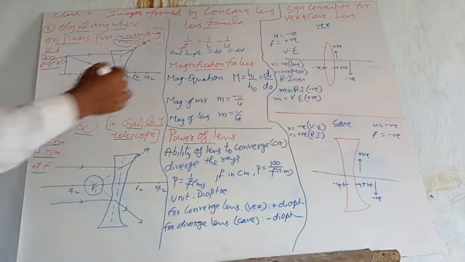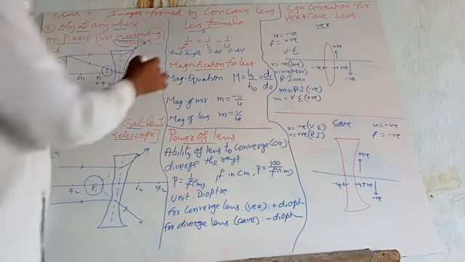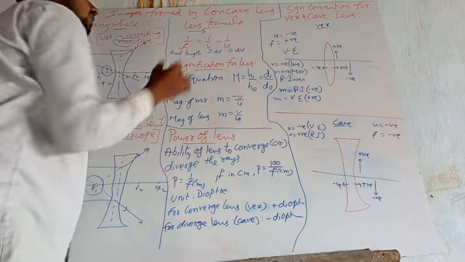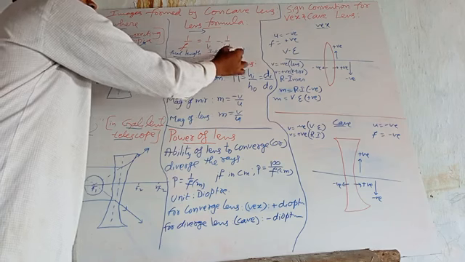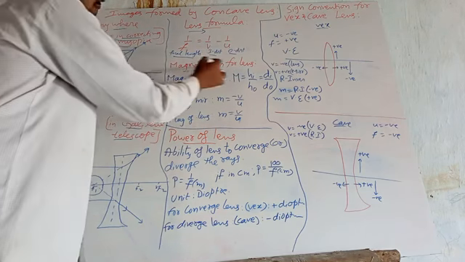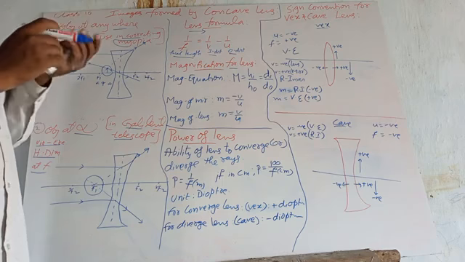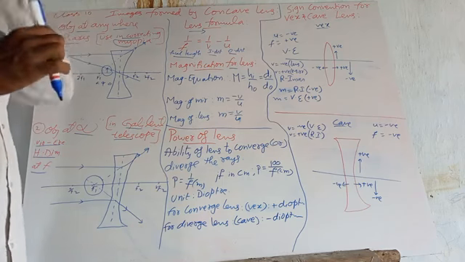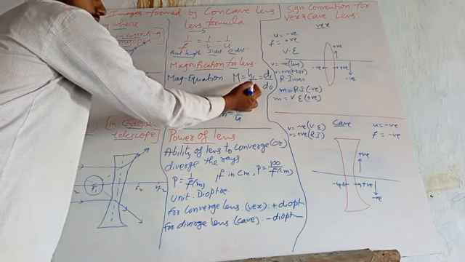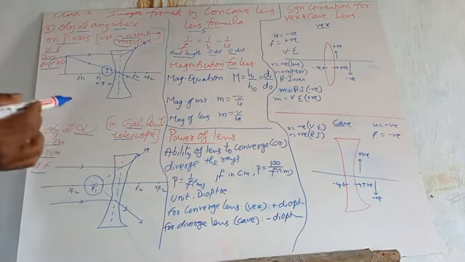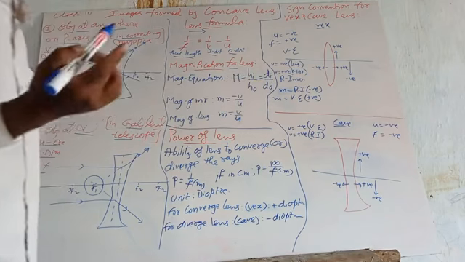Next point, lens formula, not mirrors, please keep it in your mind. Lens formula: 1/f = 1/v - 1/u. Here f is the focal length, v is the image distance, u is the object distance. So the magnification for a lens is given by the magnification equation, that is important. Look here, magnification equation: capital M = height of image / height of object = distance of image / distance of object. Both are the same.